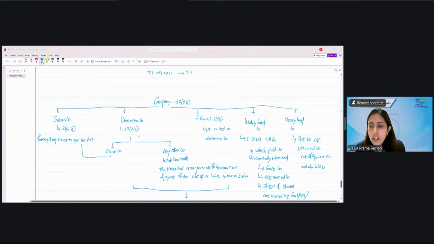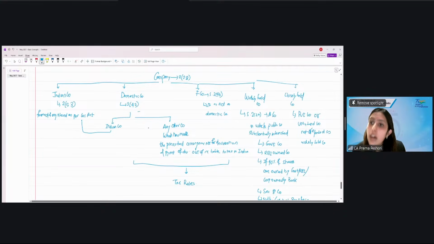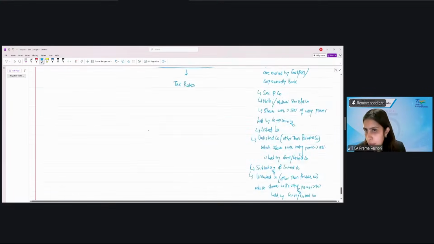Now, why is this distinction of a widely held and closely held important? So there are certain provisions, some anti-avoidance regulation, some anti-tax avoidance regulation, which are only applicable to a closely held company. Why? Because these companies have the ability to manipulate the profits, have the ability to manipulate the income within their group itself or within the shareholders itself, because these are not held by public, and therefore certain anti-abuse rules are only applicable to a closely held company.